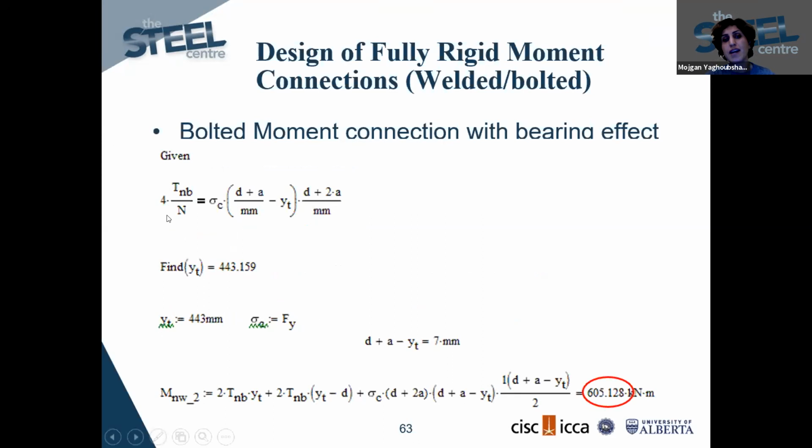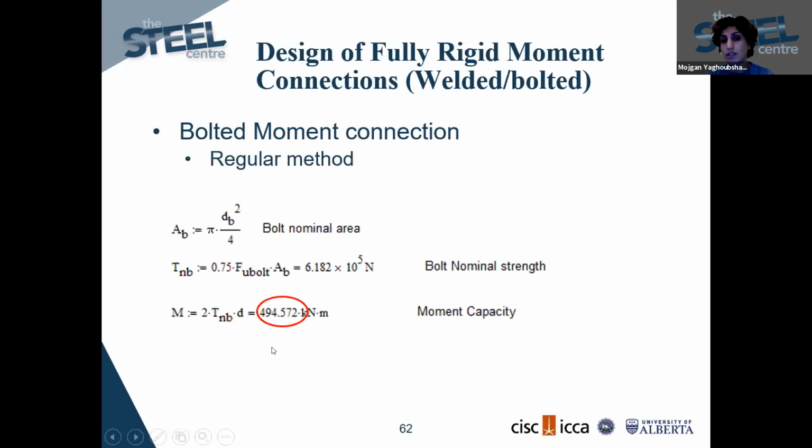This also can be simply done in MATLAB, to find the location of the neutral axis. And then when we find the location of the neutral axis, we can calculate the moment capacity of the flange connection. You can do such a comparison here as well. This is the moment capacity that we can get by using the bearing effect. It's almost 600 kilonewton meter. And if we go with just the conventional method, it is 494 kilonewton meter.